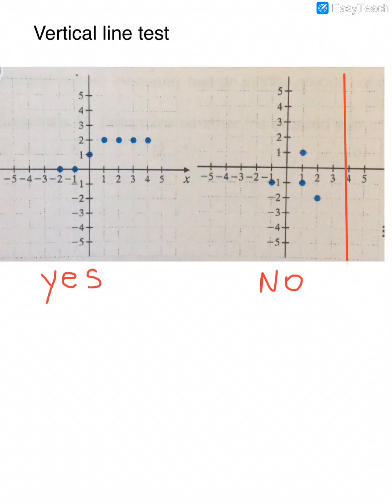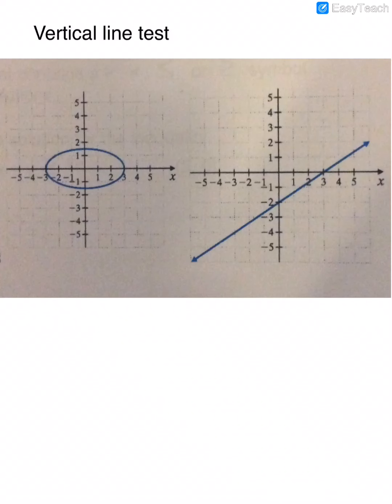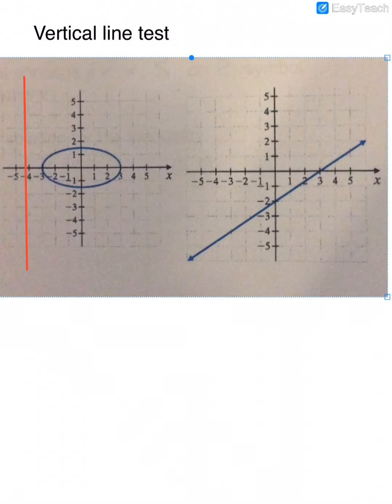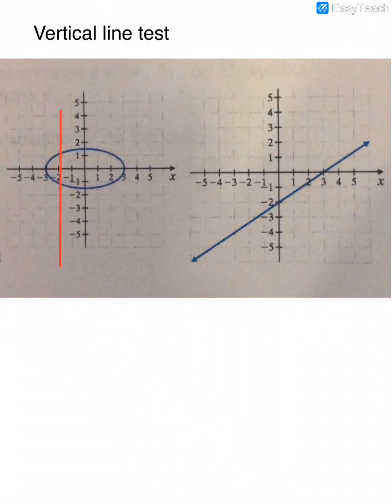Now these are separate points on a graph, but sometimes we have lines or circles or parabolas or different things like that. So if we use the vertical line test on a graph like this, we can see that this first graph would not pass the vertical line test because it's touching our vertical line in more than one spot at a time. But the second graph, it would pass the vertical line test.